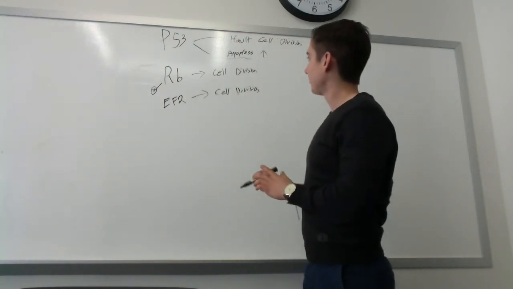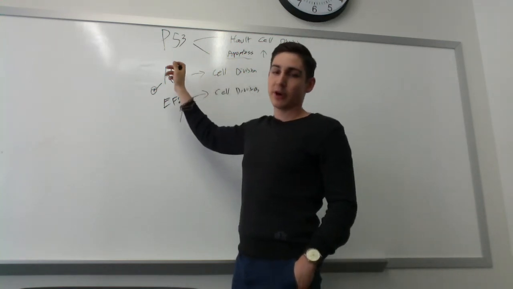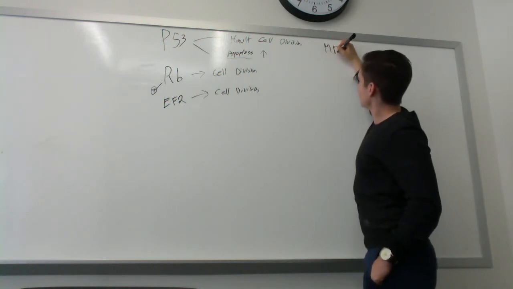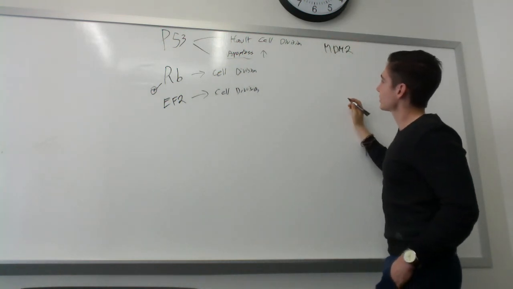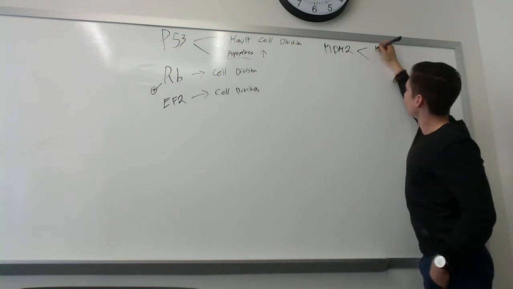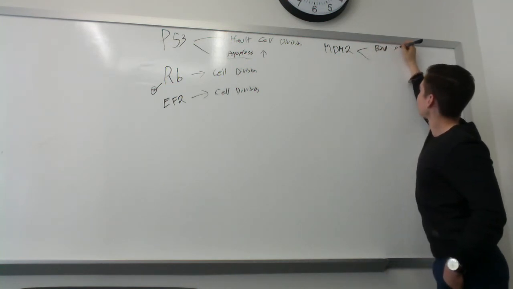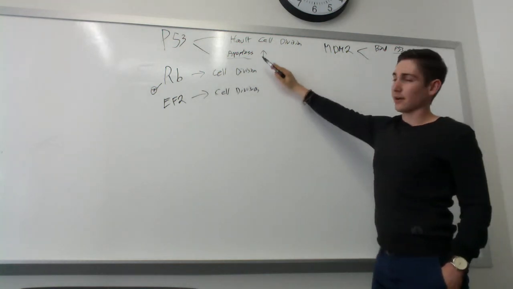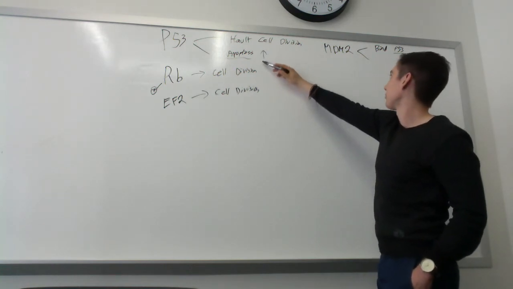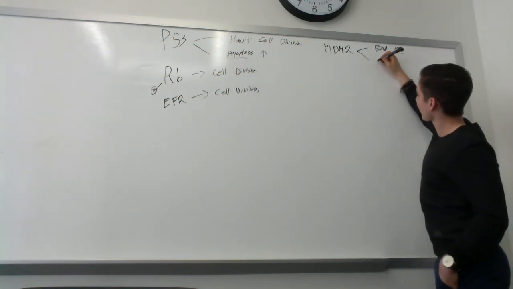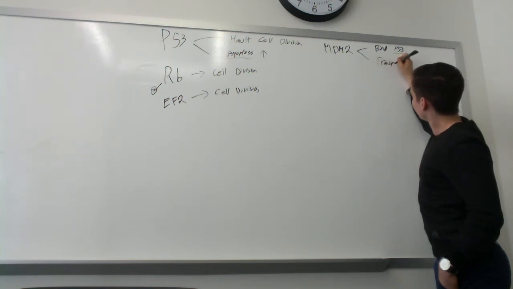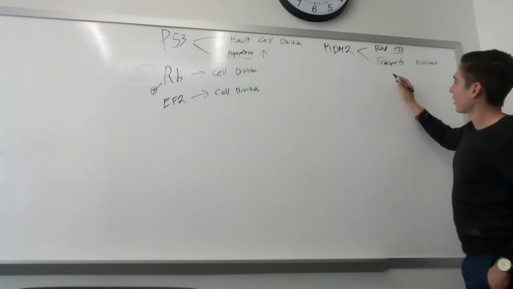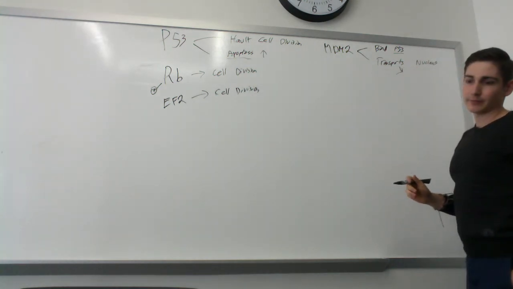Okay, so P53 is usually expressed in low levels, but it's regulated by a protein MDM2, which has 2 functions. It binds to P53, which prevents it from actually initiating transcription of the genes for apoptosis, and it also transports it out of the nucleus, where it then actually helps it get degraded.